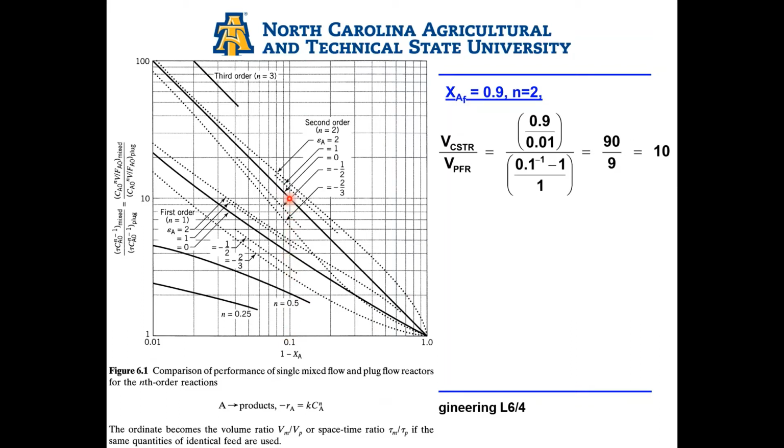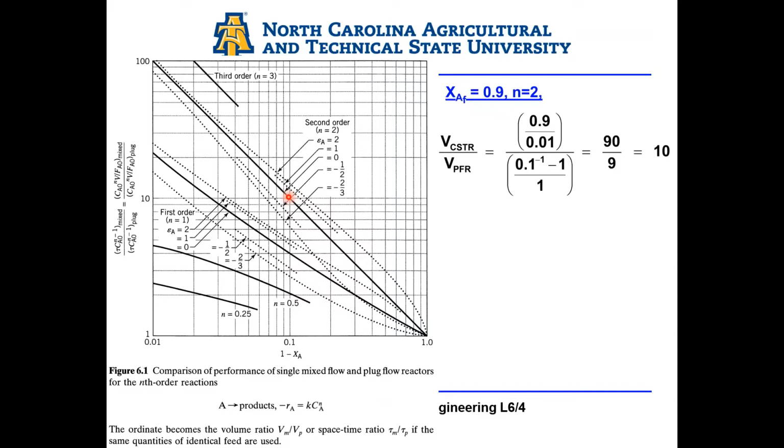So the ratio of the volumes is 10. So if I want to achieve 90% conversion for a second order reaction, a CSTR has to be 10 times the volume of a PFR to get the same result. Okay, so CSTR equipment will be much more expensive, and a much bigger system is needed.